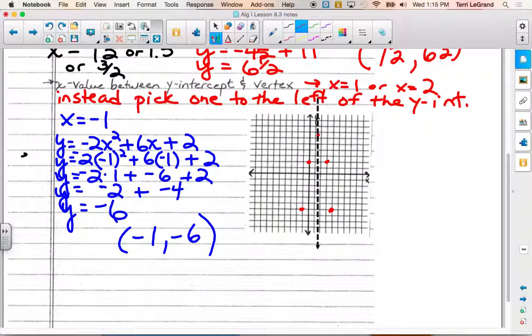And I'm feeling pretty good about my parabola because it's opening down. And I'm such an artist, I can draw a U-shaped graph just like we did, and all is well. Okay, questions about it?